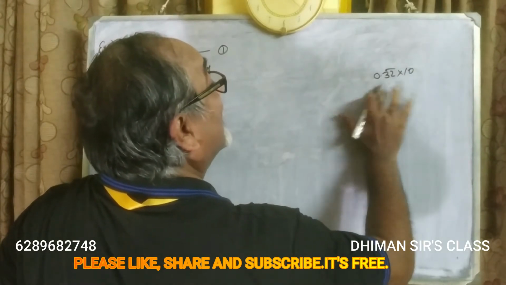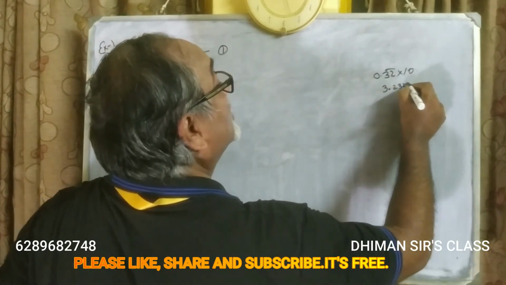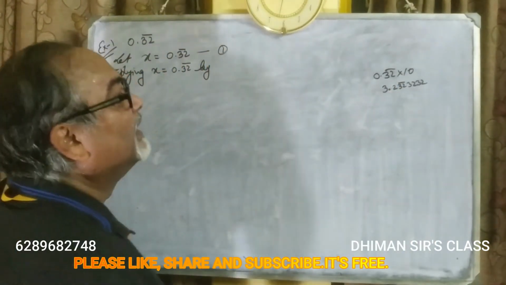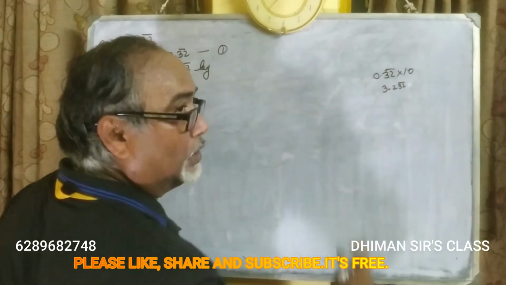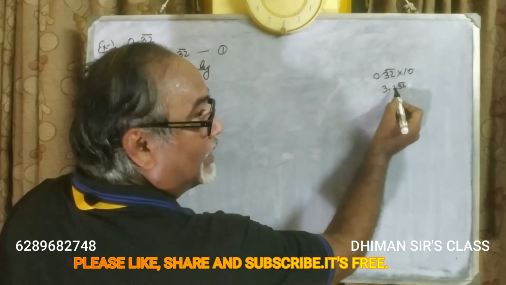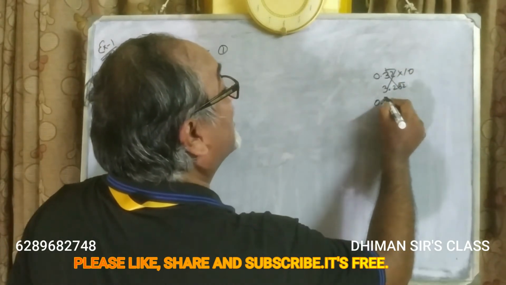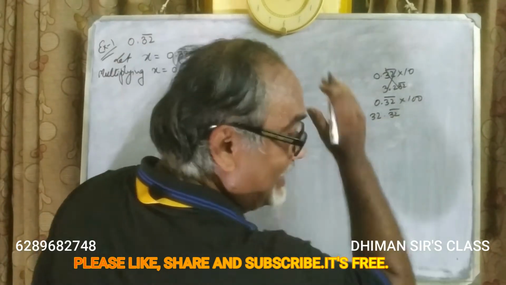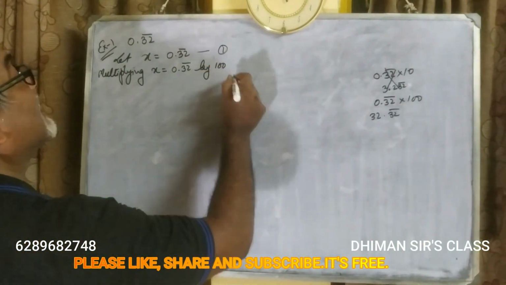0.3 bar is equal to 3.2323232, like this it will become. So the digit 2 remains alone. That means there is still a digit on the right hand side which has no bar. So it is wrong. So we will multiply 0.32 bar by 100, so that we get 32.32 bar, as I showed you previously. Same thing here, we will multiply by 100.